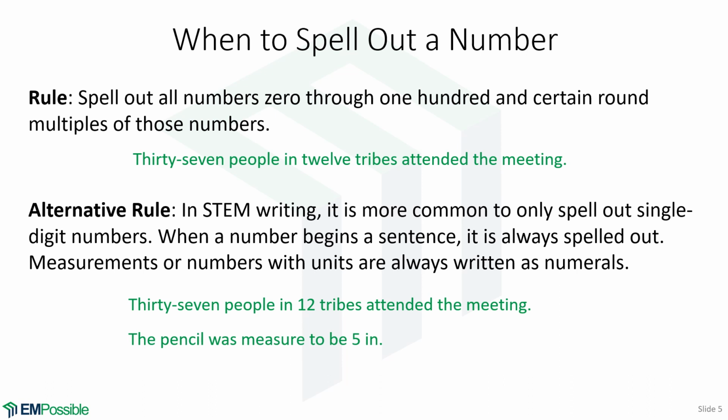And then the second example: the pencil was measured to be 5 inches. Notice there's a space between the 5 and the inches. I chose to put a number in here because this is an actual measurement, right? It's not just a simple counting number.